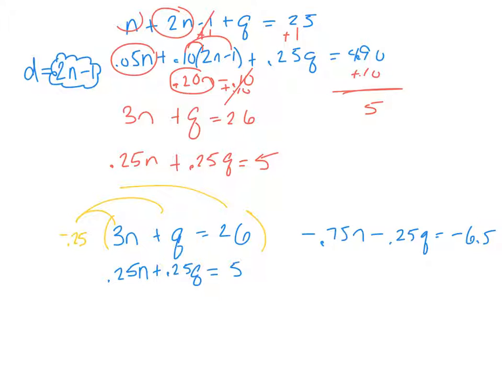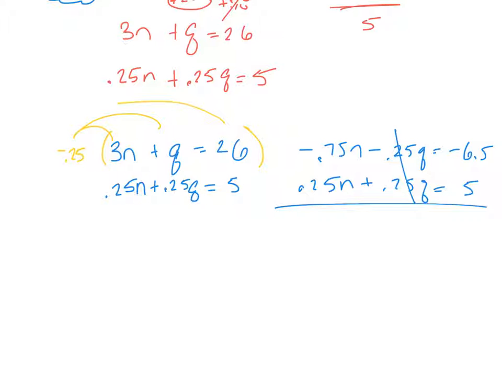I'm going to rewrite the next one. And I'm going to be able to now cancel out the q's, which is great. And I can solve by combining negative 0.75 and 0.25 and getting negative 0.50n equals negative 1.5. I can divide by negative 0.50. And this gets me the amount of nickels as 3.